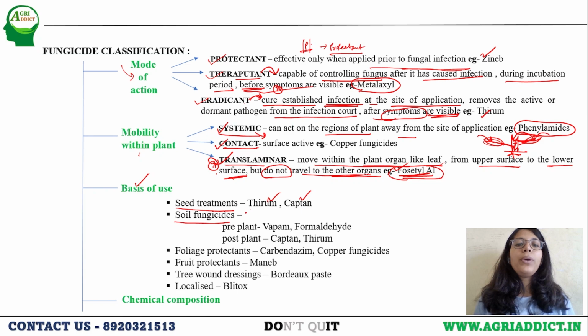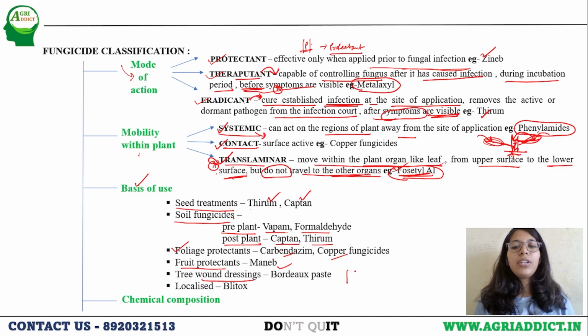Soil fungicides. We can apply fungicides to the soil to reduce the inoculum potential that is present in the soil. So that can be pre-plant, that is before the planting of the crop, or post-plant, after the crop has been planted. The pre-planting chemicals are VAPAM and formaldehyde, and for post-planting, it's captan and thydam. Foliage protectants: examples are carbendazim, copper fungicides, fruit protectants, and maneb.